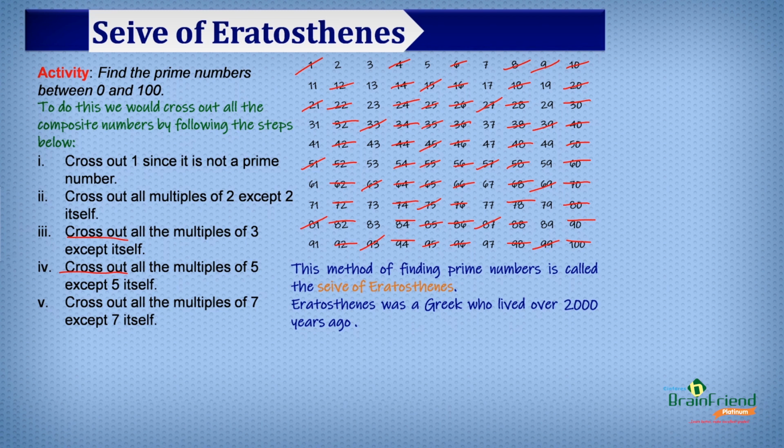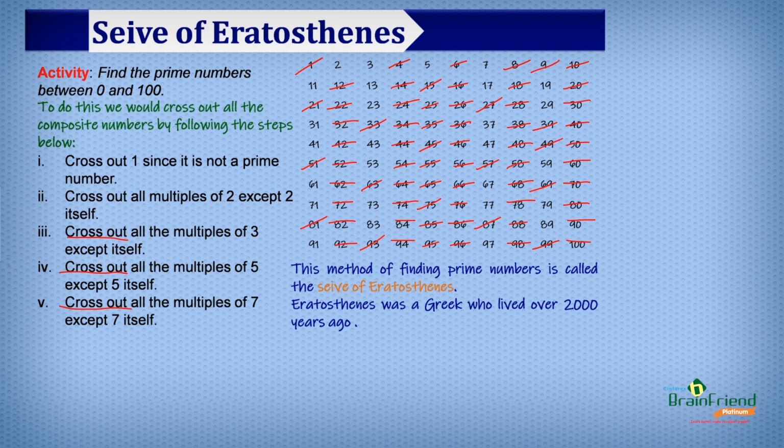Lastly, we cross out all the multiples of 7 except 7 itself. We are not going to cross 7. The next multiple is 14. 14 has been crossed. The next multiple is 21. 21 has been crossed. The next multiple is 28. 28 has been crossed. The next multiple is 35. 35 has been crossed. The next multiple is 42. 42 has been crossed. Then the next multiple is 49.